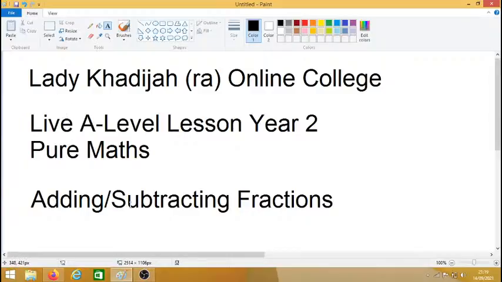Today it's adding and subtracting fractions, which is a revision of GCSE and year 1.